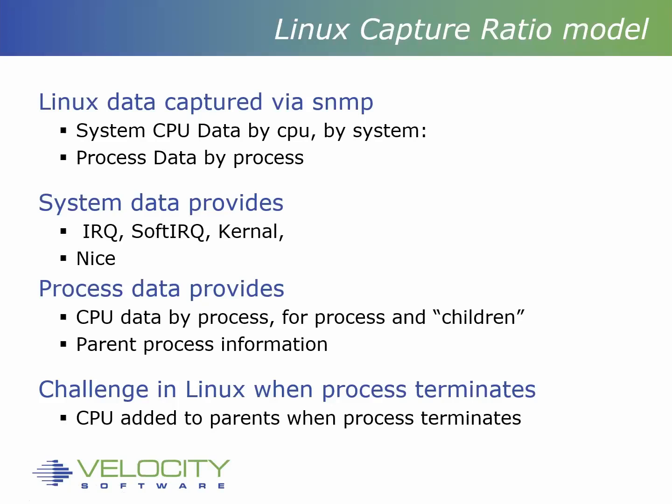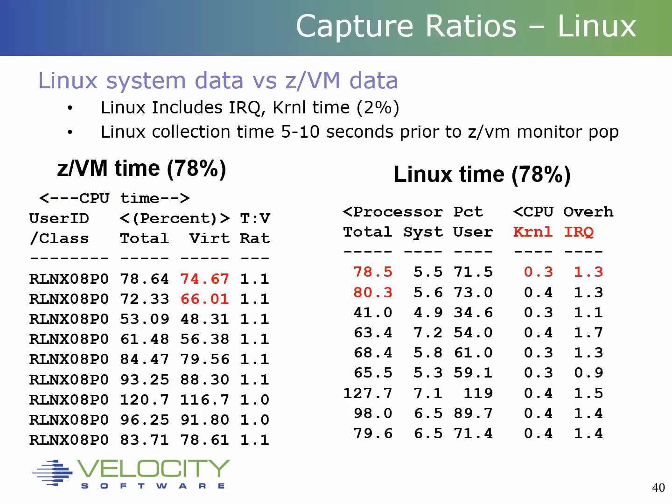So the critical thing in Linux is understanding where the CPU goes. When a process comes and goes, there is no process record, there's no transaction record, but the CPU does get allocated to its parent process. So you really need to build a parent-child tree. And I'm going to talk a little bit about that, just from a VM perspective.